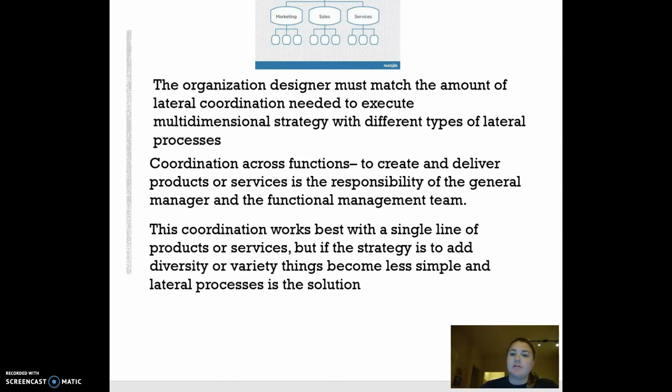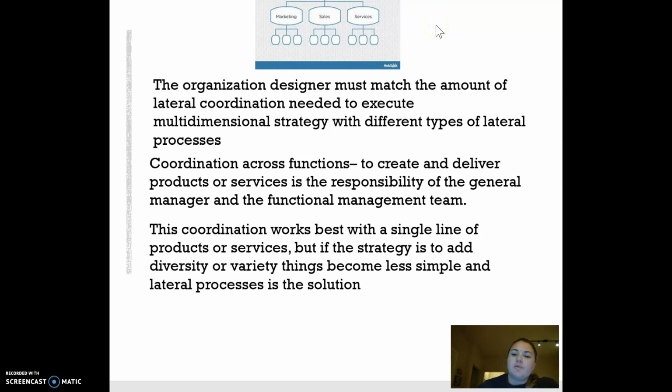So the organization designer must match the amount of lateral coordination needed to execute a multi-dimensional strategy with different types of lateral processes. This coordination across functions to create and deliver products or services is the responsibility of the general manager and the functional management team. Our general manager in this case would be our CEO, Blake Deal. And as you can see in this picture, it's the same idea here. You get your marketing, your sales, and your services. We do have a marketing lead, a sales lead, services, computer technology, and a vice president, and it goes on.